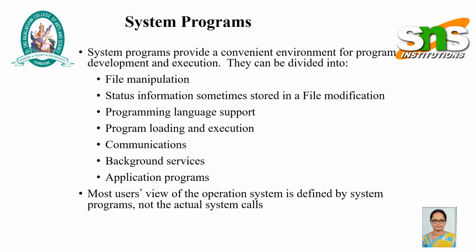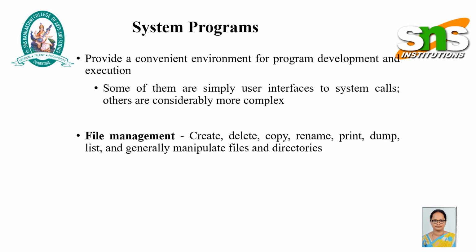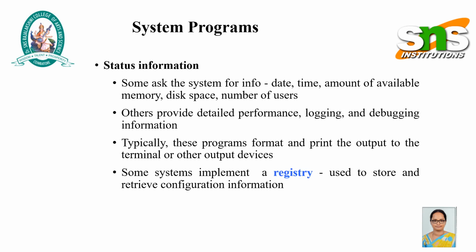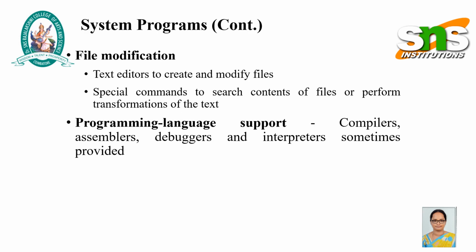Next one, system programs. System programs provide a convenient environment for program development and execution. We use file manipulation, status information, programming language support, program loading and execution, communication, background services, and application programs as system programs. Status information includes the date, time, amount of available memory, disk space, number of users, logging, and debugging information. All these things are presented in status information.